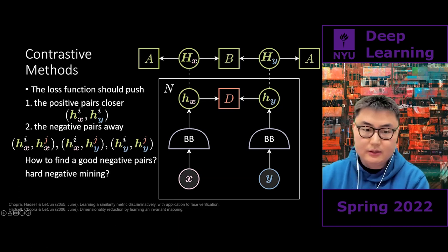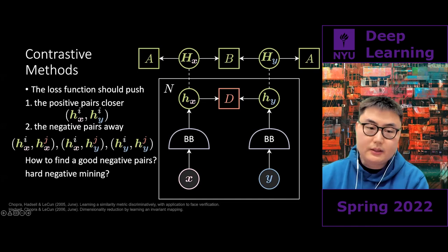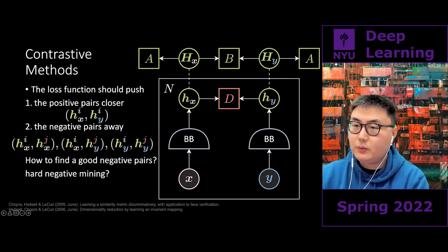So actually the contrastive learning method was introduced in Yann's group, in 2005 or 2006. But at that time, it didn't work very well. Or if it worked, it only worked on really simple datasets.